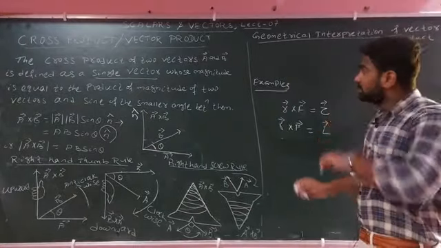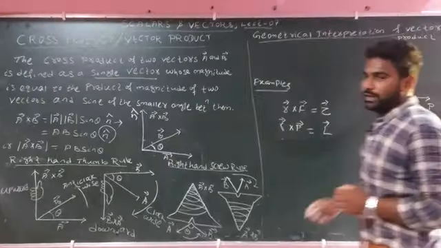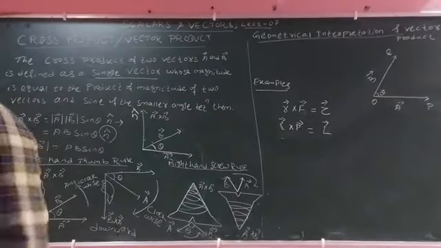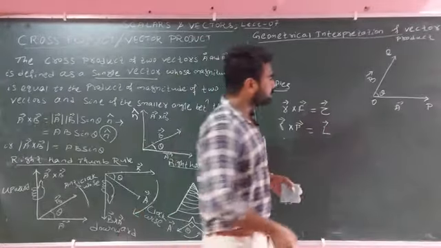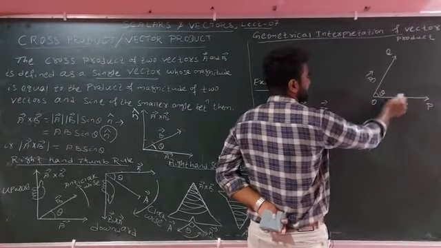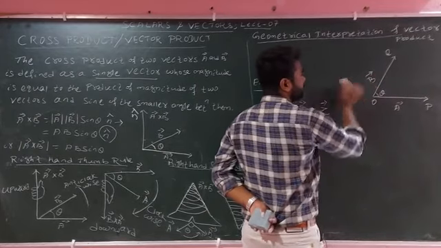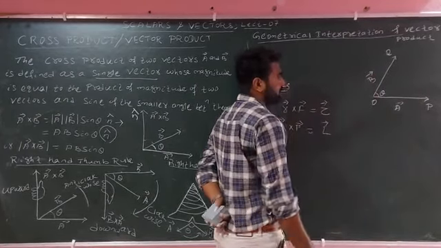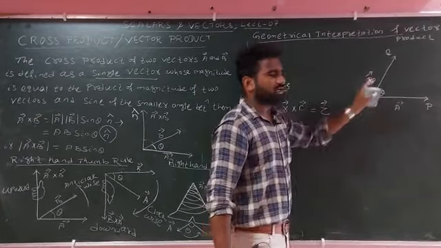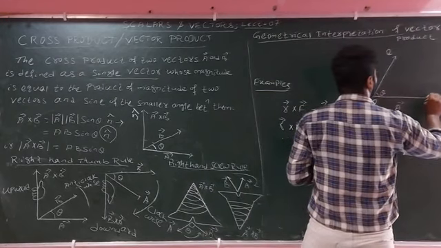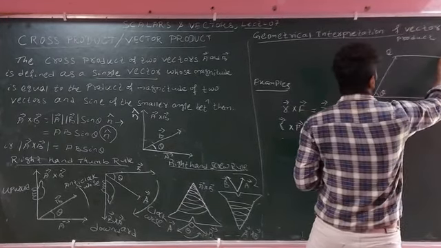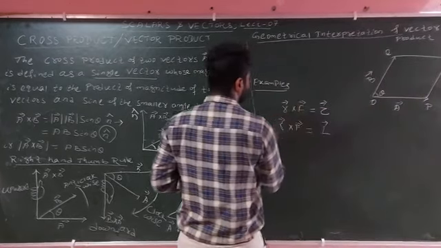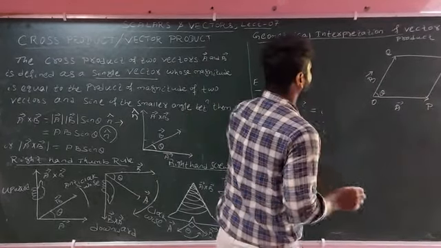Now we discuss the geometrical interpretation of the vector product of two vectors. Consider OP as A vector and OQ as B vector, and theta be the smaller angle between A vector and B vector. Now draw a parallelogram OPRQ.